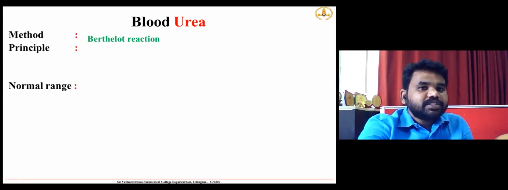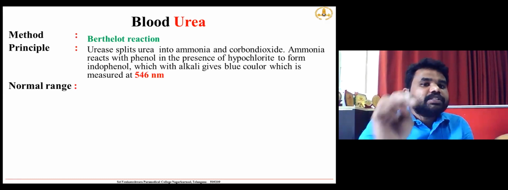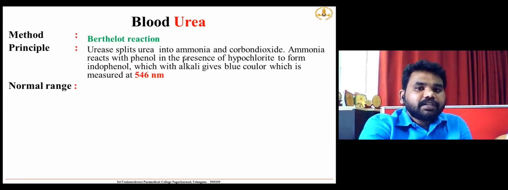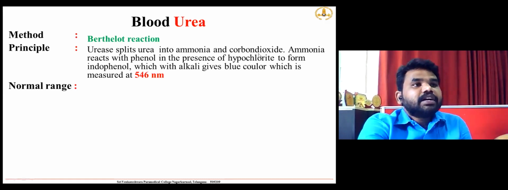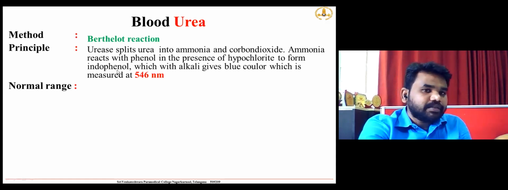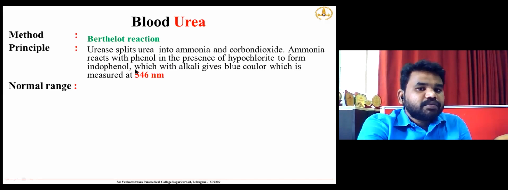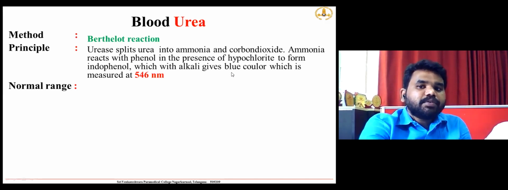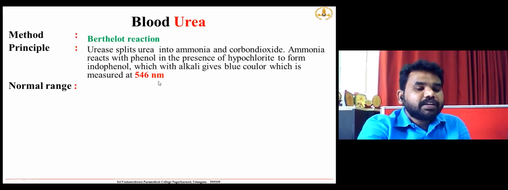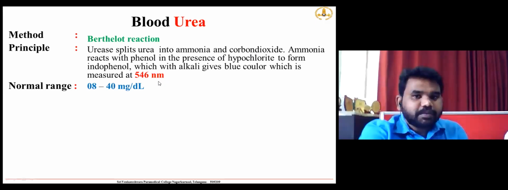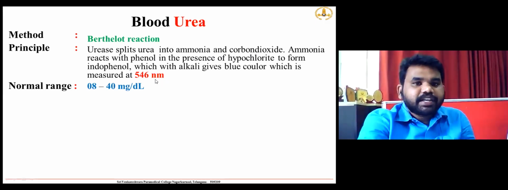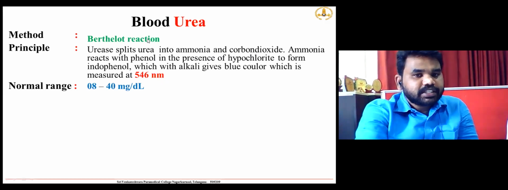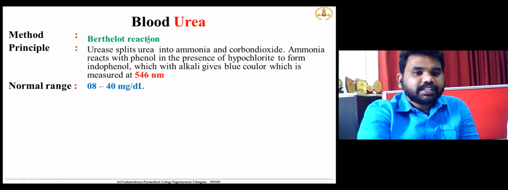The name of this method is the Berthollet reaction, and the principle of this is that urea will split into ammonia and carbon dioxide, and ammonia reacts with phenol in the presence of hypochlorite to form indophenol. And this indophenol in the alkaline medium gives a blue color, which is measured at 546 nanometers. The normal value is the same here, but the previous method, the DAM method, is only a manual method, whereas this Berthollet reaction can be applied in automated analyzers also.